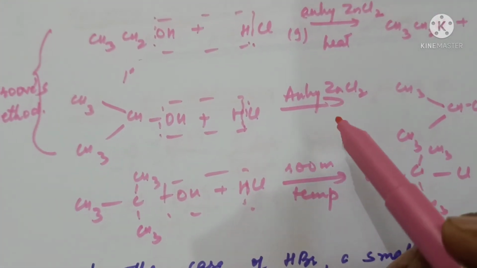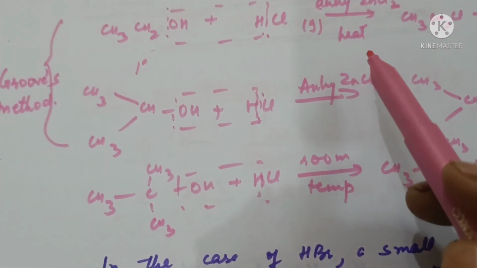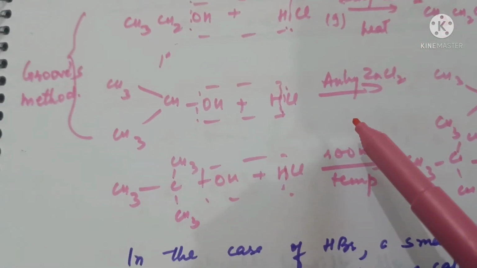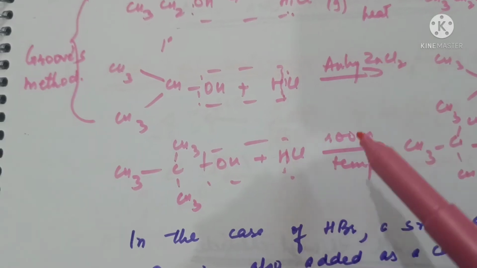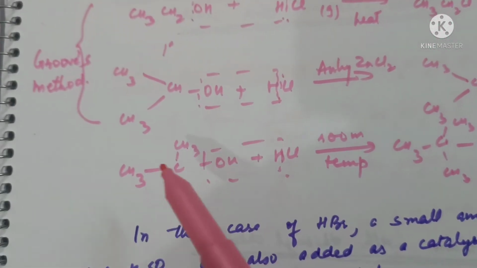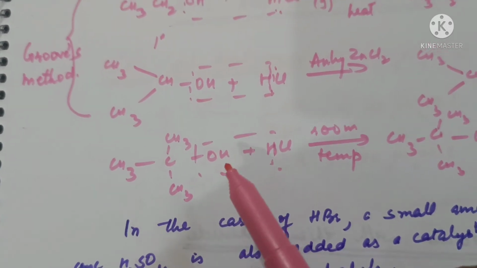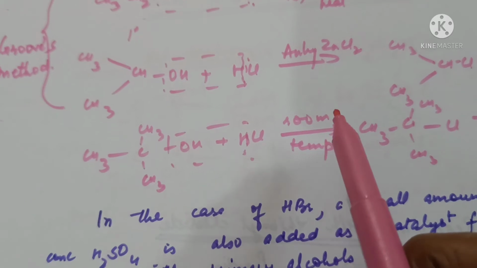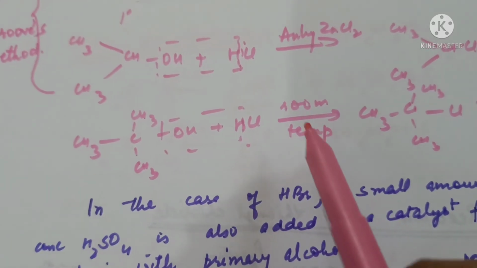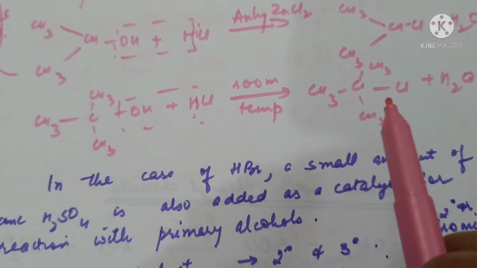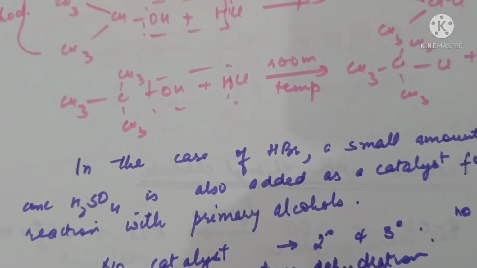But we don't need this reaction to be heated, because order of reactivity increases. Tertiary are more reactive than secondary than primary. In case of tertiary alcohol, even the catalyst is not needed. No heat is needed. At room temperature, the alcohol will react with HCl to form chloroalkane and water.